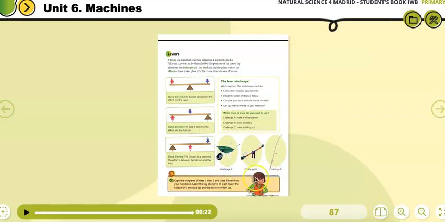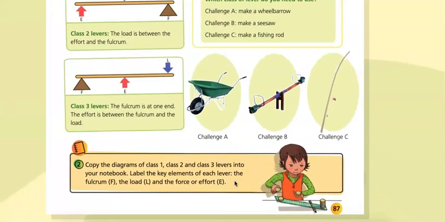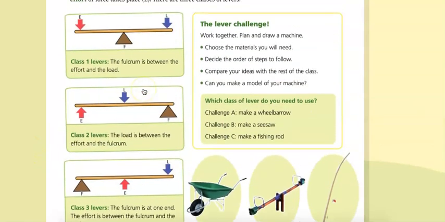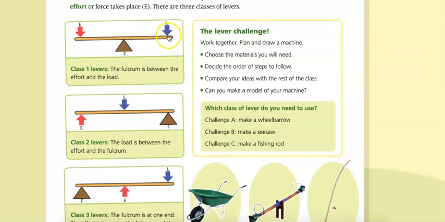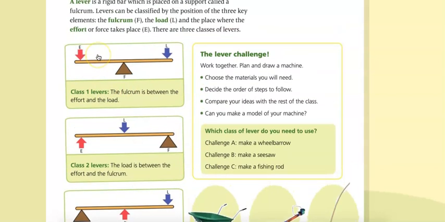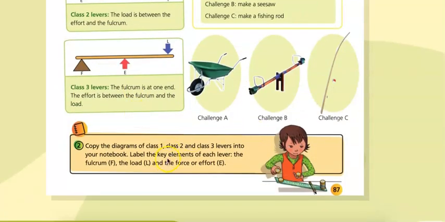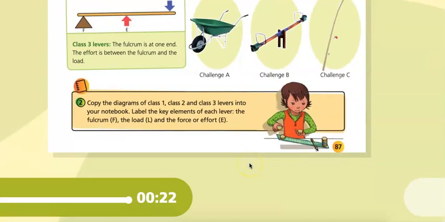Now looking at question number 2, it says copy the diagram of class 1, class 2, and class 3 levers into your notebook. Please look at these different levers and write them in your notebook. Draw this diagram and remember to put the E, the L, and the F in the correct locations, because that tells us what they are. The E is effort. The L is load. The F is fulcrum. Then label the key elements like I said. Very good job.